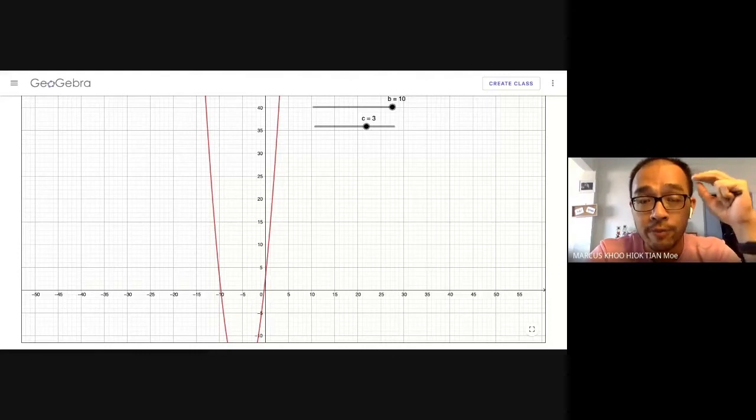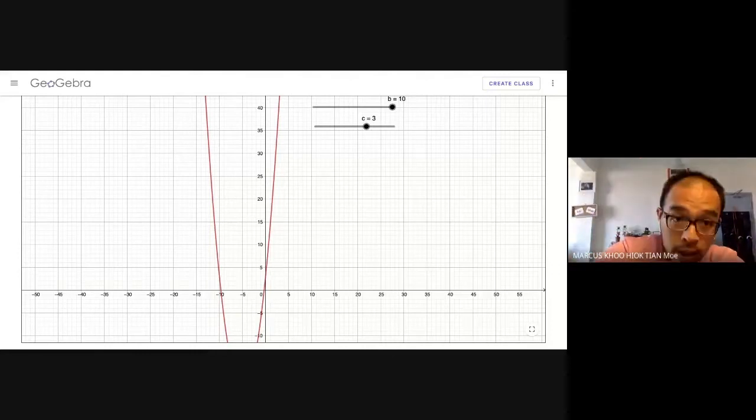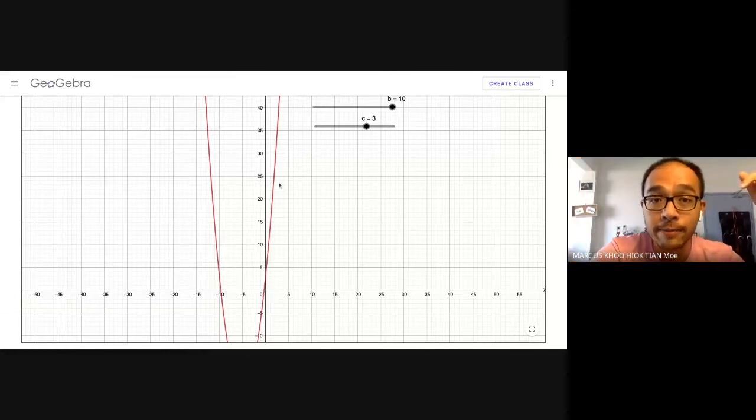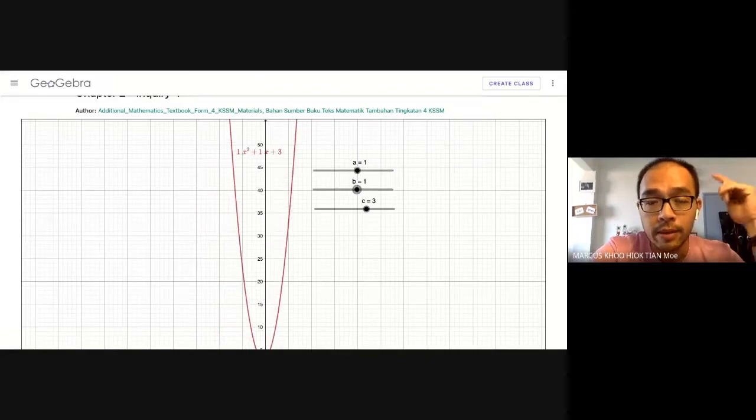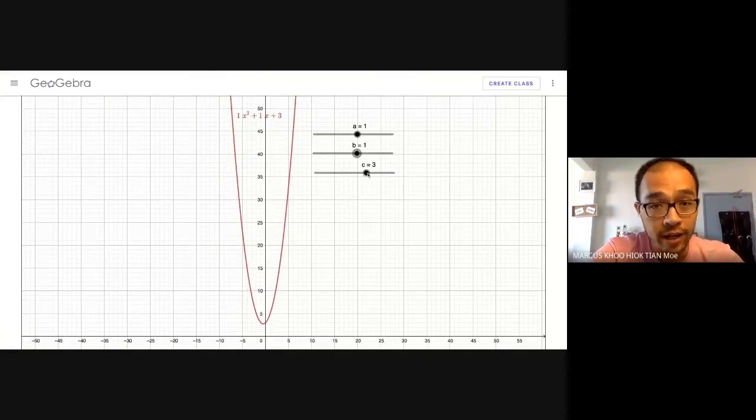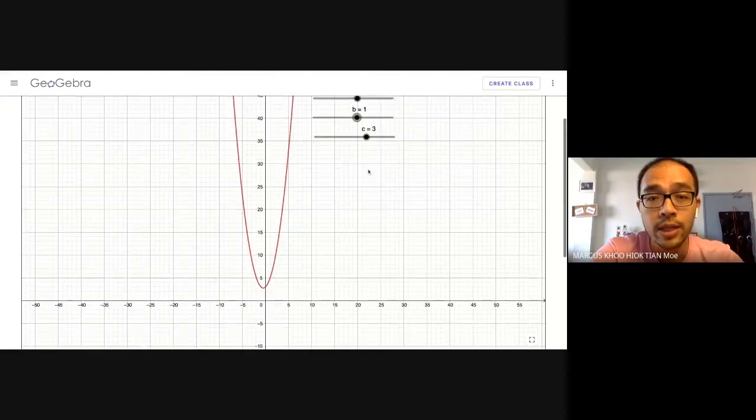Okay, the value of B tells you that the bigger the value of B, the lower the graph is going to be. Okay, and then of course dia kiri kanan lah. Okay, let me reset this back. Third thing, what happens if I change the value of C? Okay, take a look at this. Now C is equal to 3, somewhere here lah.